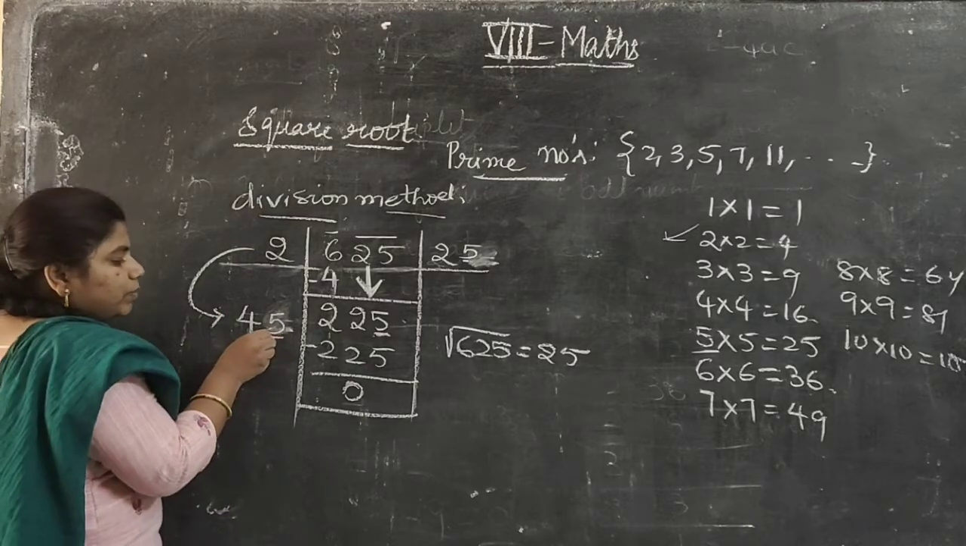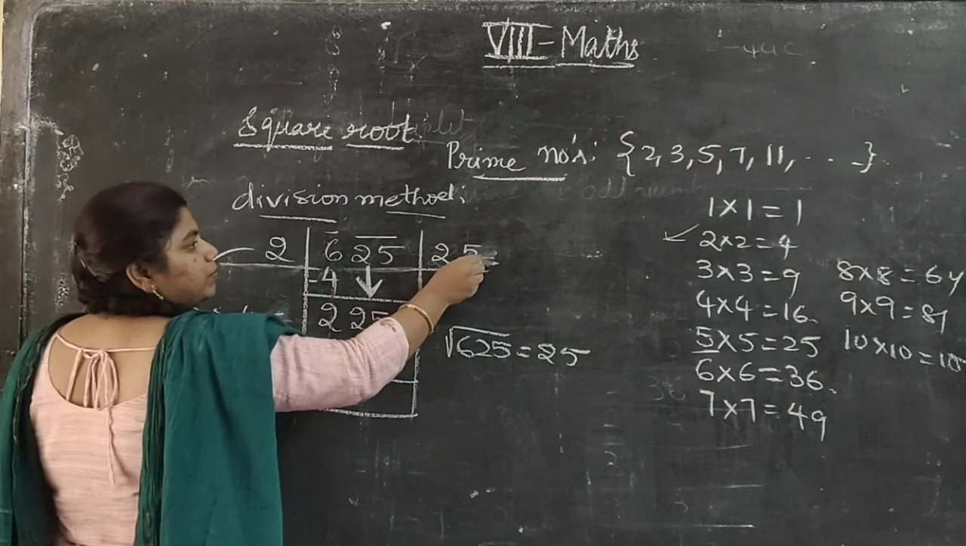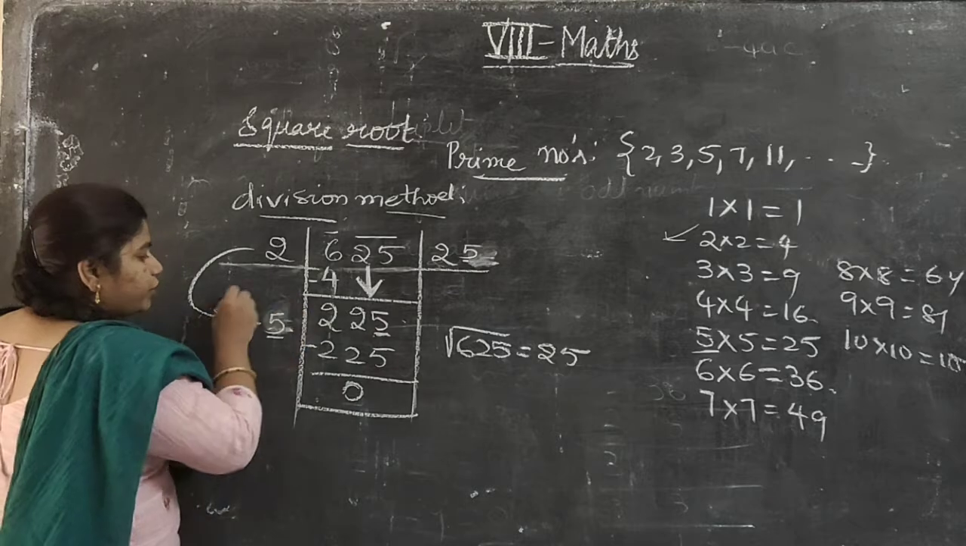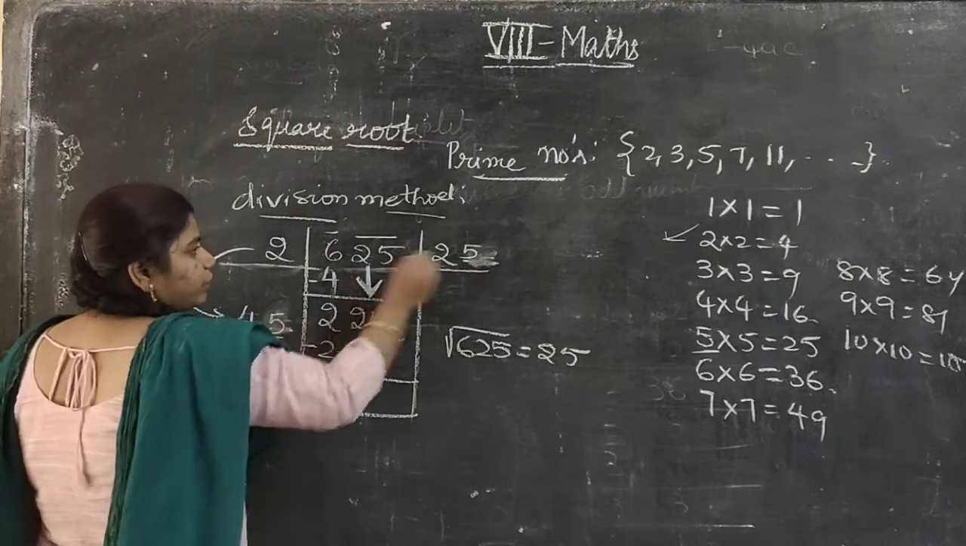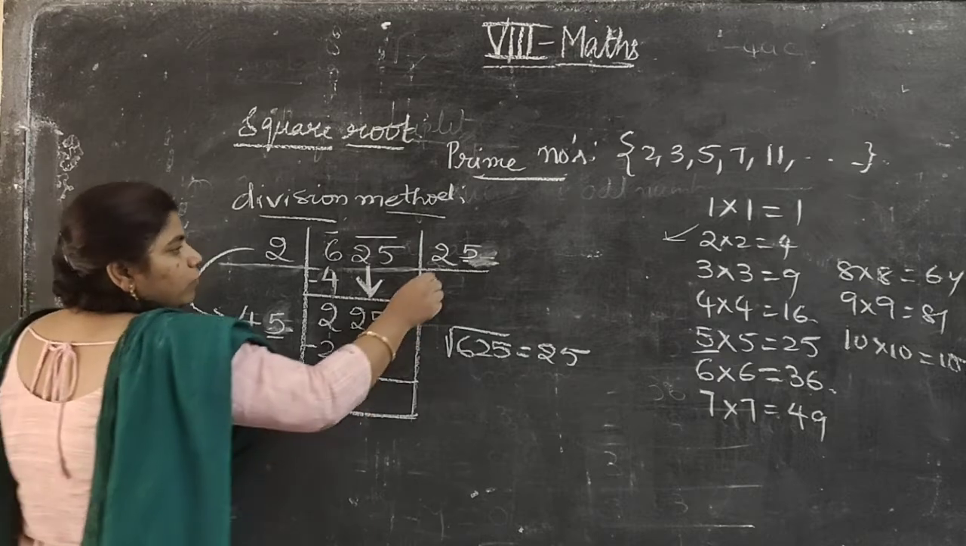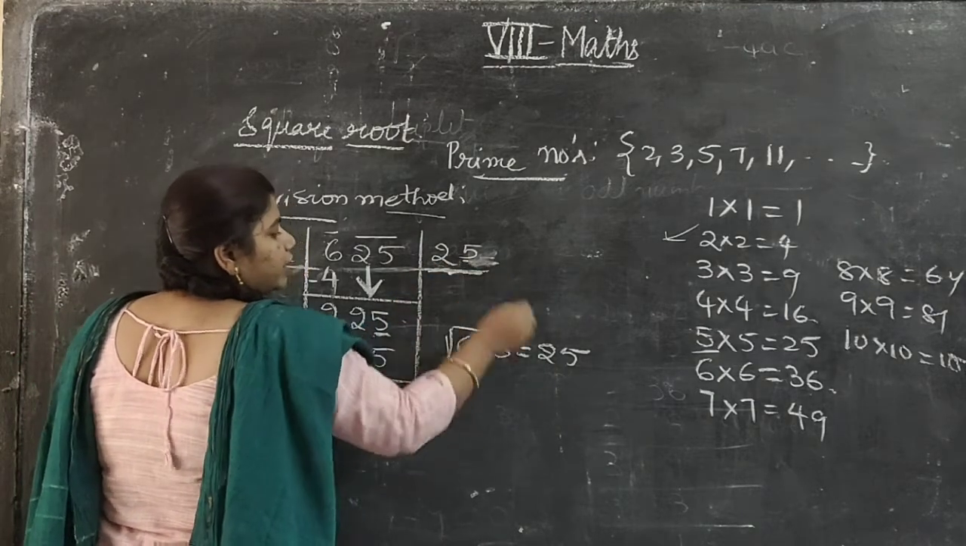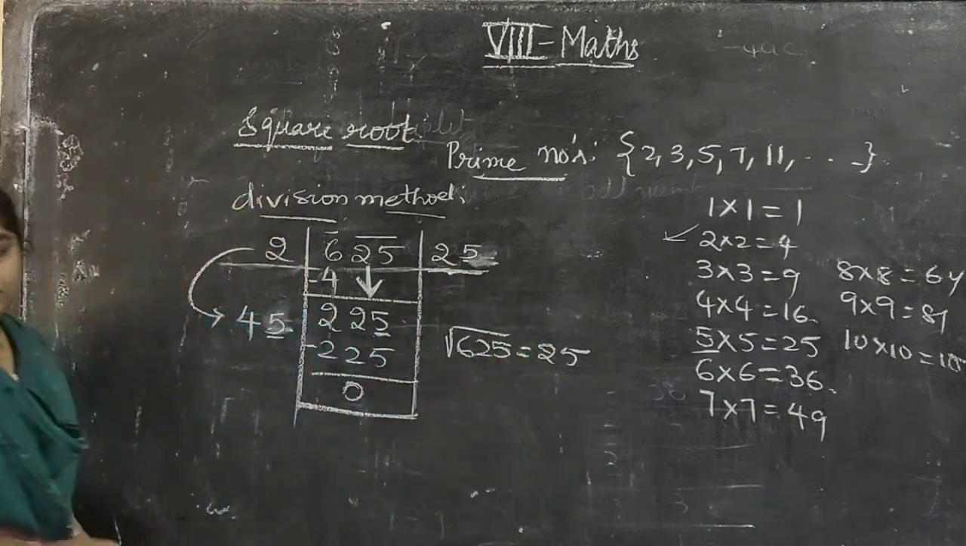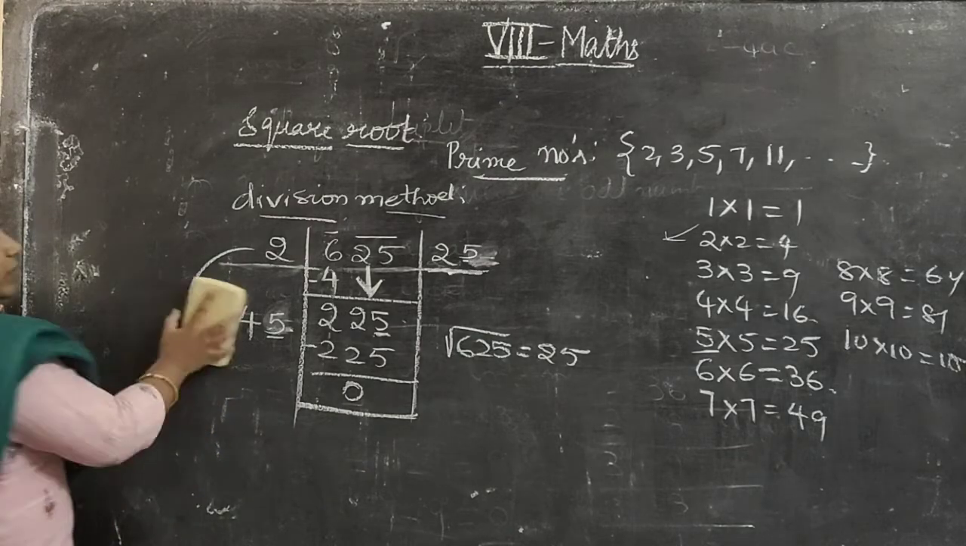So whichever number will multiply here, the same number should be multiplied here also. So 45 into 5 will be 225. If you get the remainder as 0, the quotient value you got will become the square root of 625. Next example we will take.